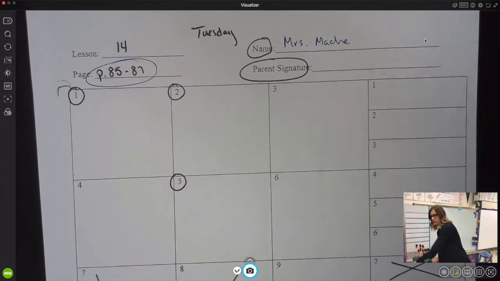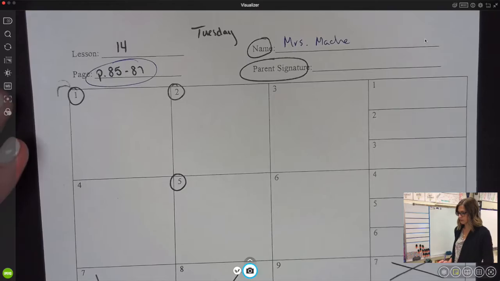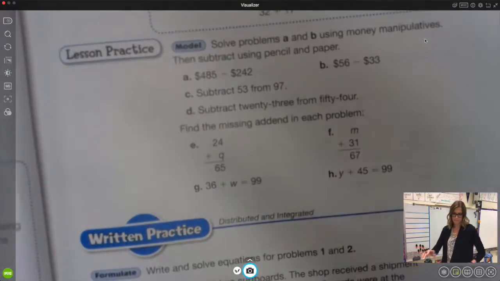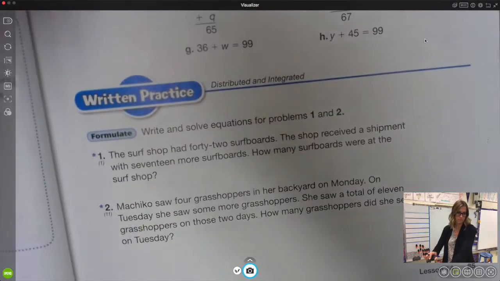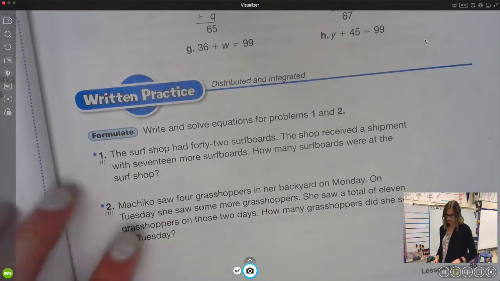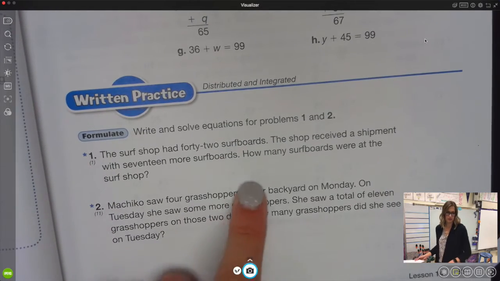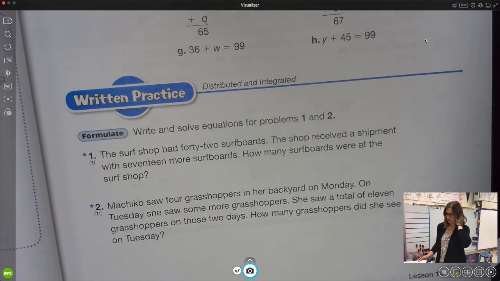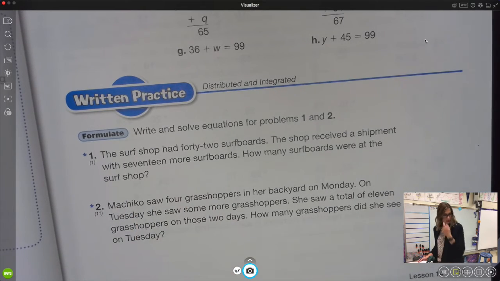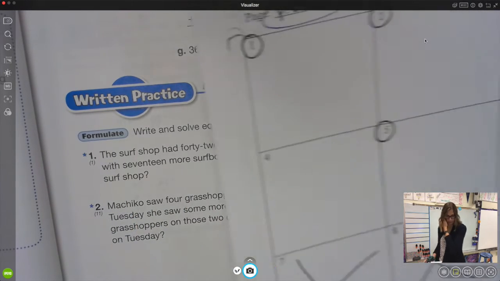Number 1 says the surf shop had 42 surfboards. The shop received a shipment with 17 more. How many surfboards were at the surf shop? So they had 42. They got 17 more. Sounds like an addition problem.